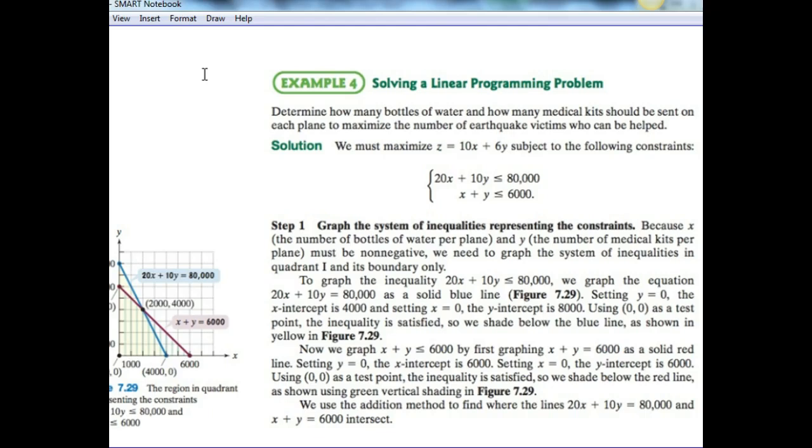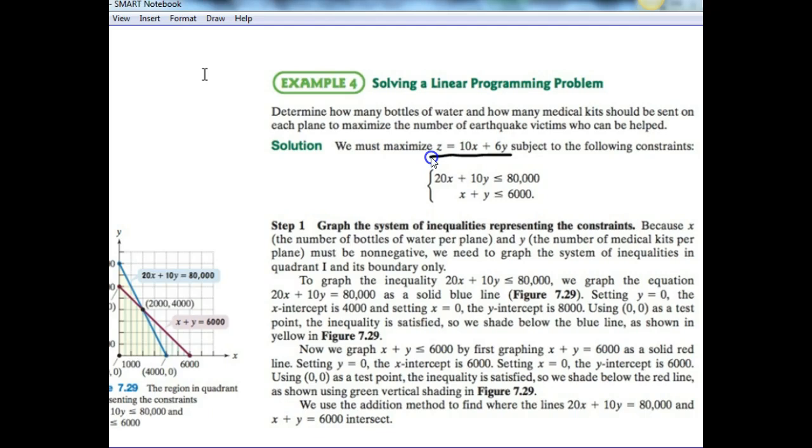So to do linear programming, first of all, you've got to have an optimizing equation which has been given to you right here. This is the equation we're ultimately going to use to find the maximum or the minimum. And that's what solving a linear program problem is.